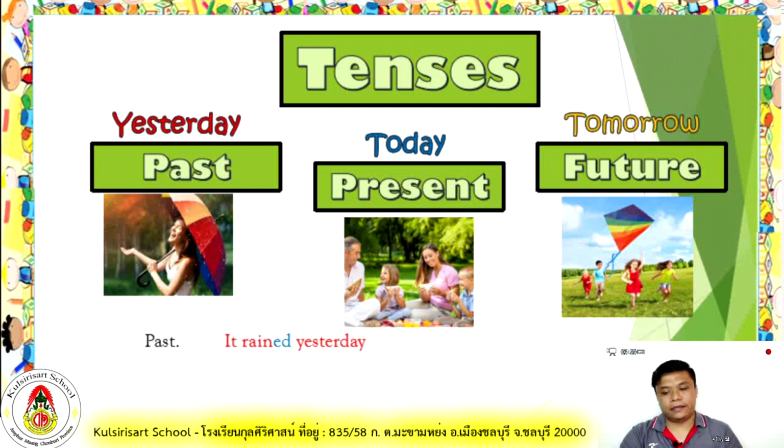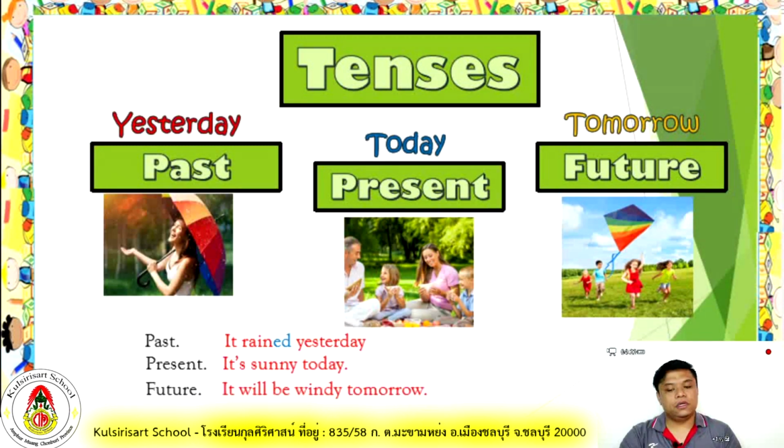For the present tense, you can say it's sunny today. For example, it's very sunny today. In the past, you will say it rained yesterday. The verb here indicates it happened in the past because the verb was added with the letters ed. And for the future, you will add the word will. Tomorrow, it will be windy.